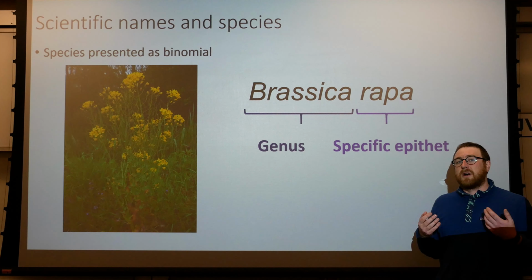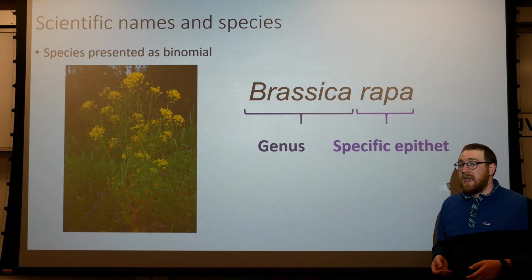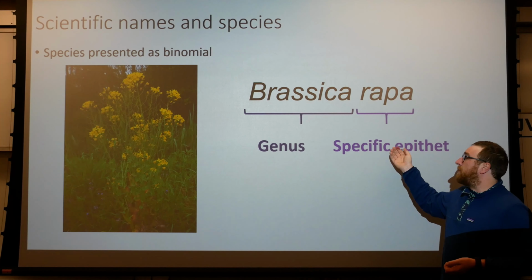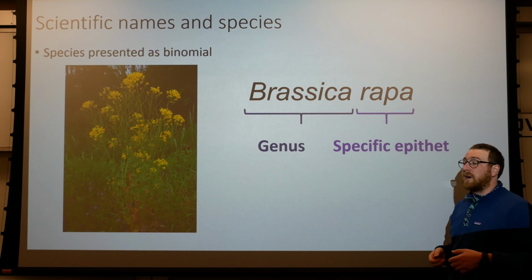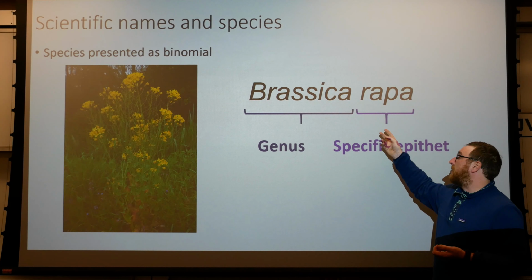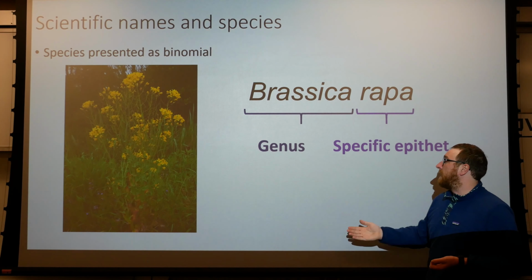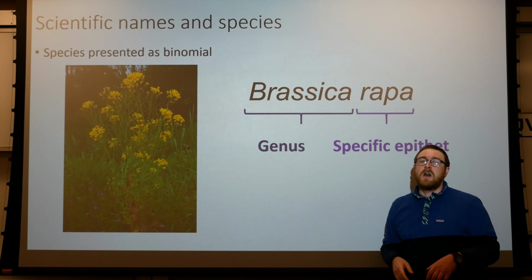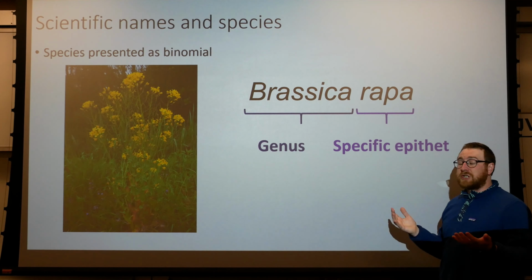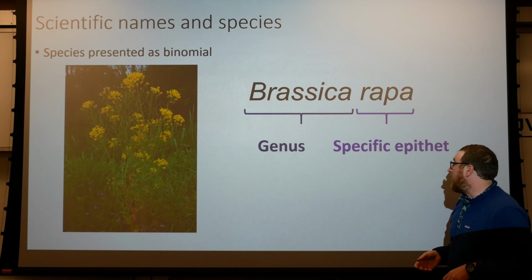Whenever we talk about a species, we're going to give it what we call a binomial, and that comes from it having two primary words. So the plants you're going to be growing in this class are a variety of Brassica rapa. And that binomial has two parts to it. First is the genus. The genus in this case is Brassica, which is a genus of a bunch of different plants that are known as mustards.